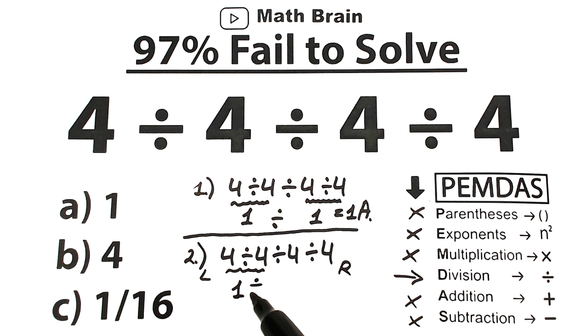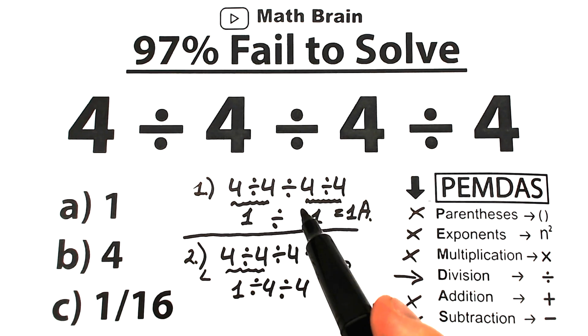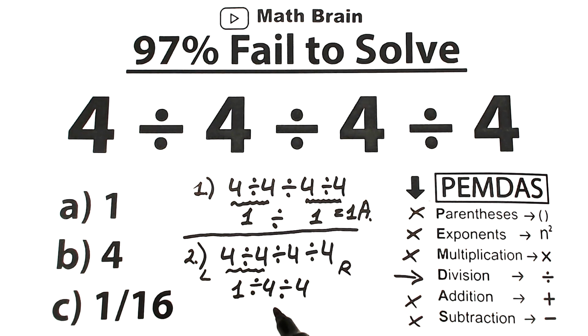We want to rewrite this challenge once more, and of course we should scan what is the first sign from left to right once more. The first sign from left to right is not this division as before, as we solved it before. Right now we have only 2 signs, so the first sign from left to right is obviously this division. So 1 divided by 4, let's write it as 0.25.